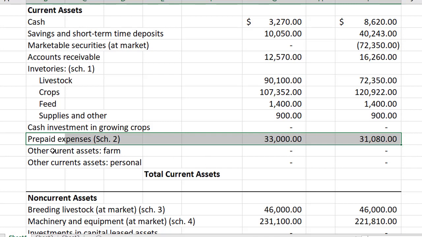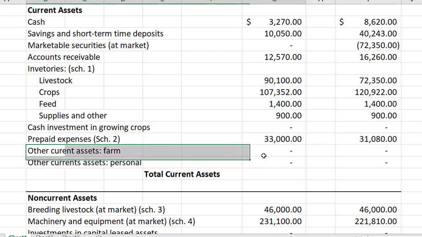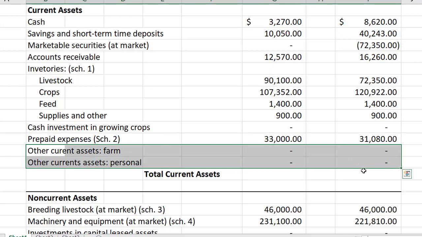Next, we have some other categories for current assets on the farm and personal, and this is one of those things that gets really tricky when we talk about farm finance. It's not unusual for farm finance and the farm household finance to get intermingled with each other. Most farms are not just businesses, they're also household units, and so it's not unusual for our farm accounting to have personal assets listed on the farm balance sheet.